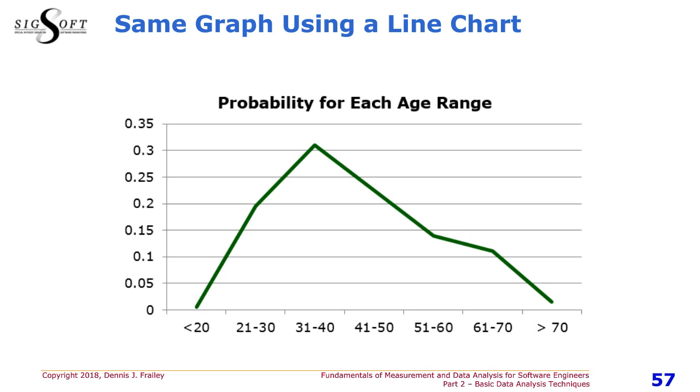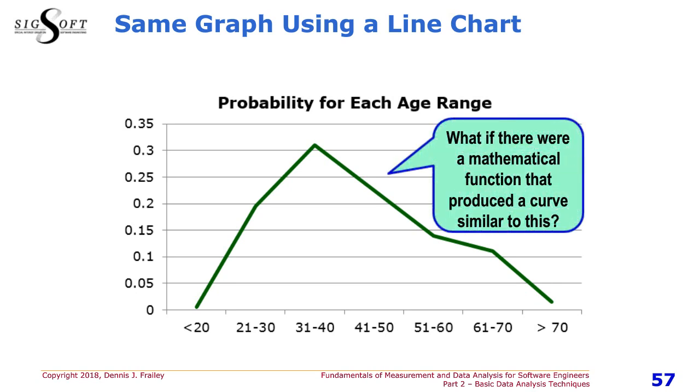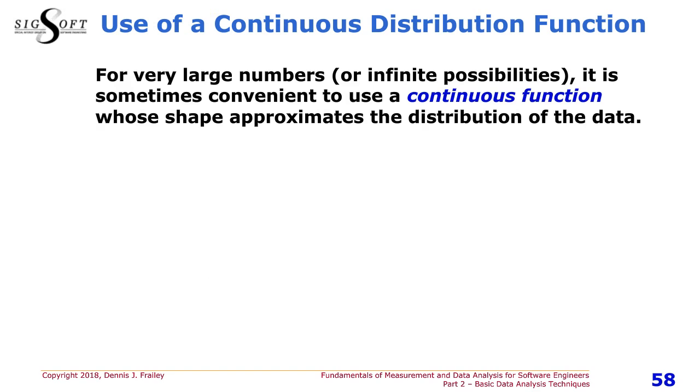And this might be another way to look at it. But this suggests another concept. What if there were a mathematical function that produced that curve? Well, if there were, then we could look at that mathematical function. Well, this is known as a continuous function approach. When there's an infinite number of possibilities or a very large number, very often you can do a continuous function.